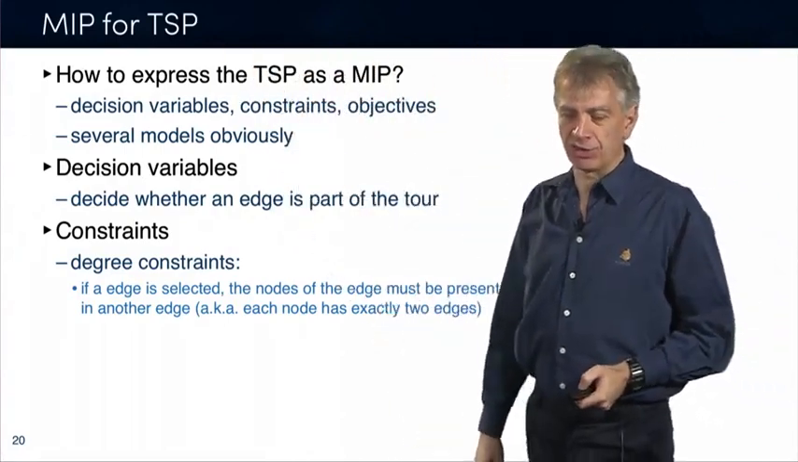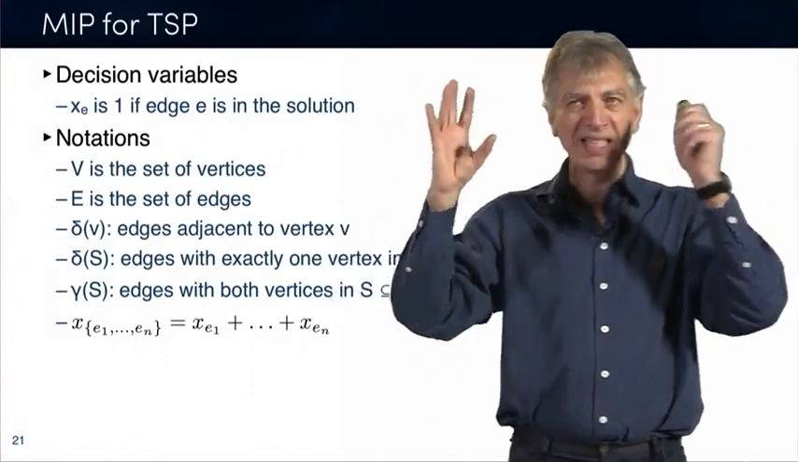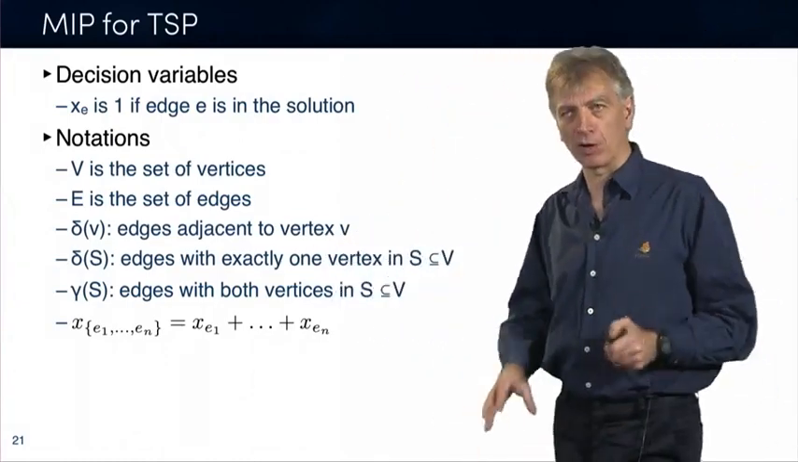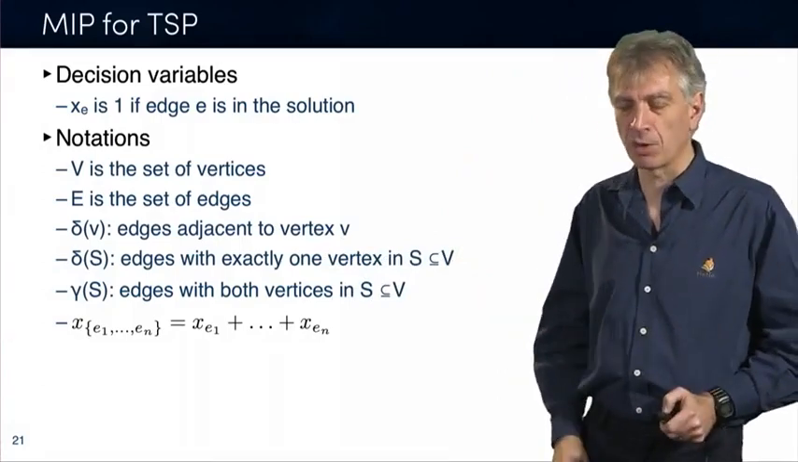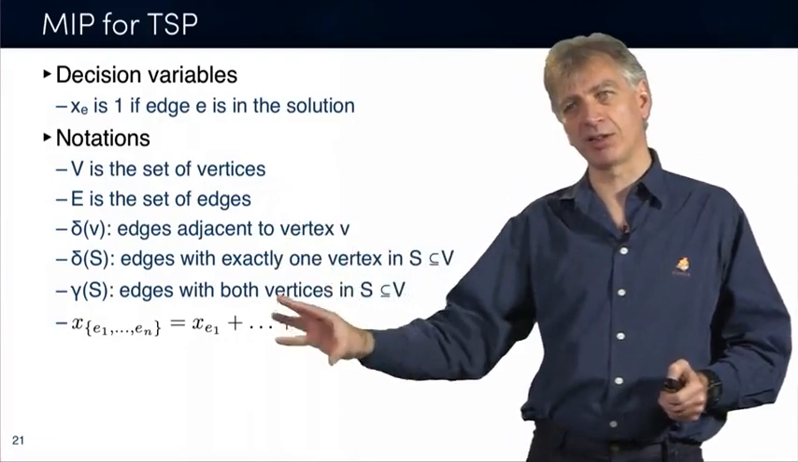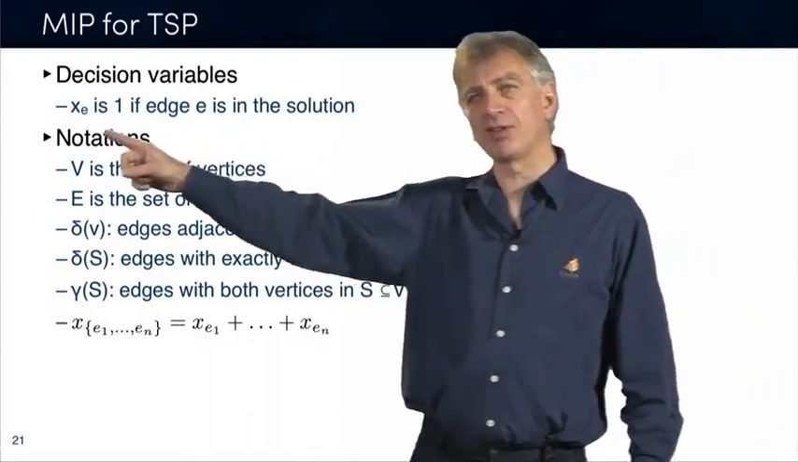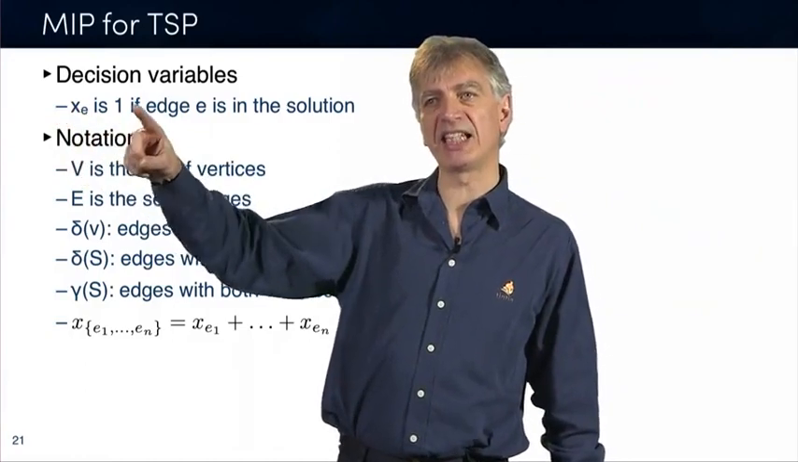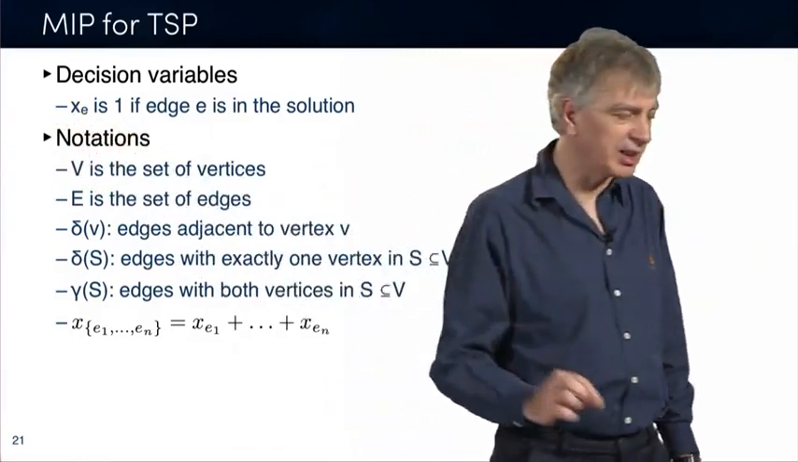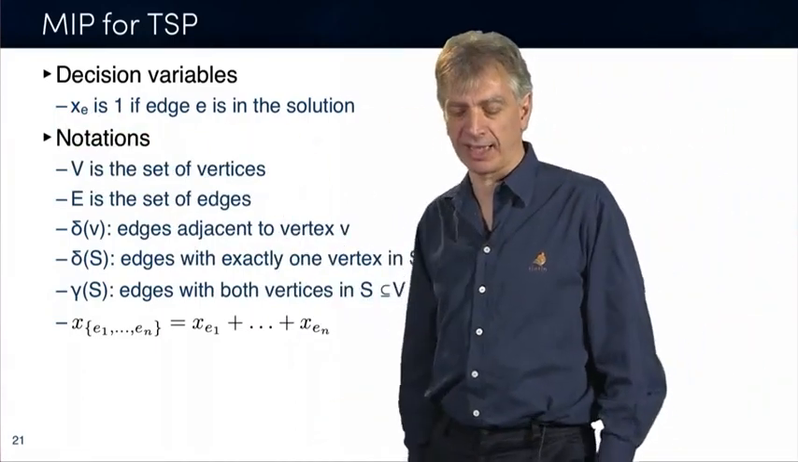So this is the first, and I'm going to kill you with notation now, but this is essentially the basis of the first MIP model. I'm going to try to go slowly so that you can memorize everything. But essentially the decision variables are going to be very easy. For every edge e, you have x_e, which is a decision variable, which is 0 if you don't take the edge in the optimal solution and 1 if you take it.